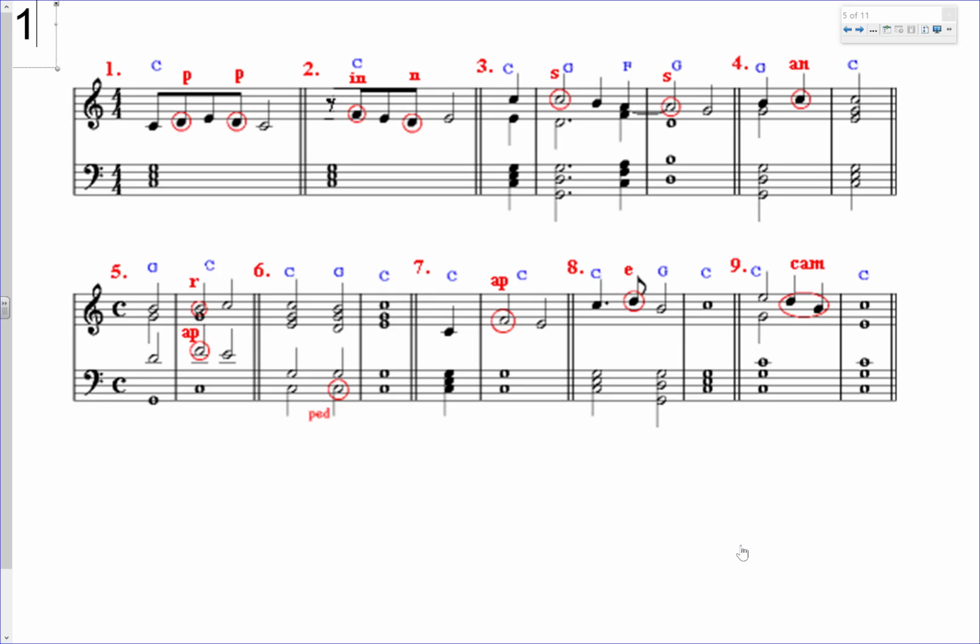In measure 4, we have anticipation. Anticipation is approached stepwise and is then repeated when it resolves. It normally occurs in the soprano, by the way, for anticipation. Let's listen to the 4th measure.